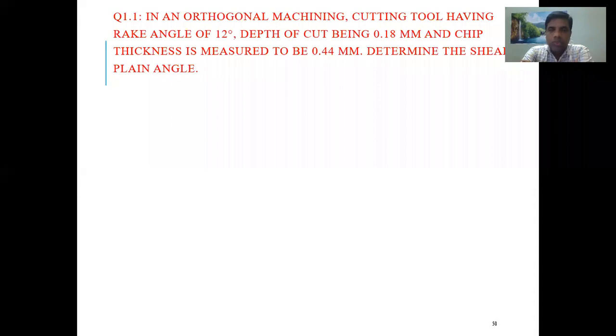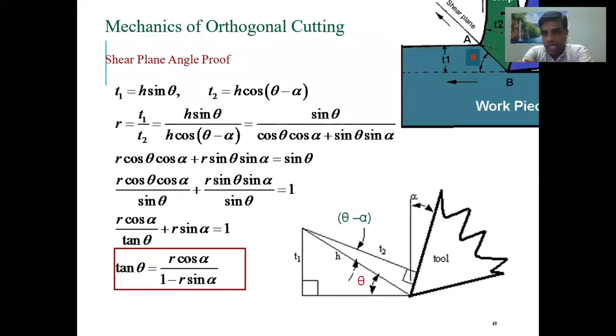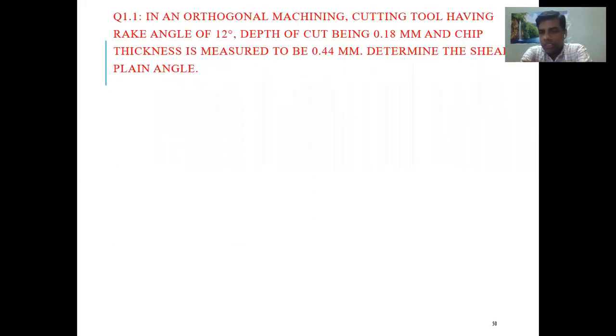There is a question in front of you. In an orthogonal machining, a cutting tool has a rake angle, meaning back rake angle, of 12 degrees. Depth of cut is 0.18 mm, and chip thickness is measured to be 0.44 mm. Determine the shear plane angle. So using the previous formula we discussed, tan theta equals r cos alpha by 1 minus r sin alpha, we need to find the shear angle, right? Simple, isn't it?